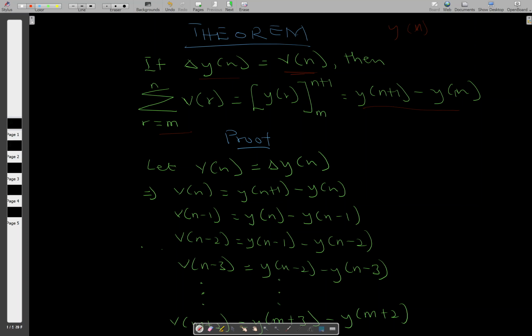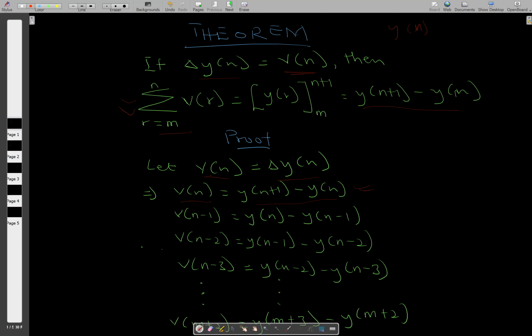Now we know that our forward difference of y of n is given by v of n. Then from definition, our v of n will be given by y of n plus 1 minus y of n. Then from here, we are trying to prove this theorem. So we will find v of n up towards v of m. Okay, so we are done with v of n.